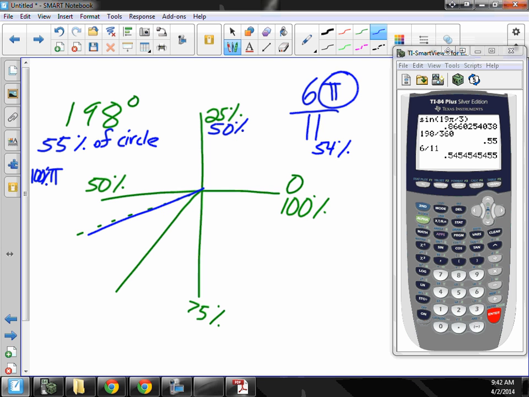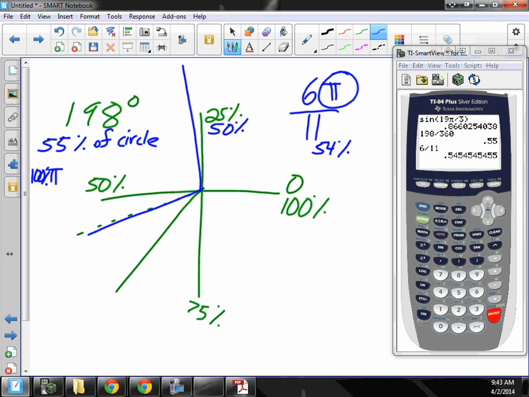So 54% would be in quadrant 2. And you need to keep that separate. The degree percentages are out of the whole circle, and the radian percentages are out of pi, which is half a circle.